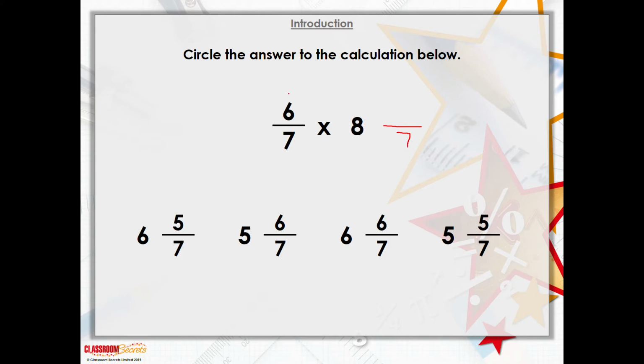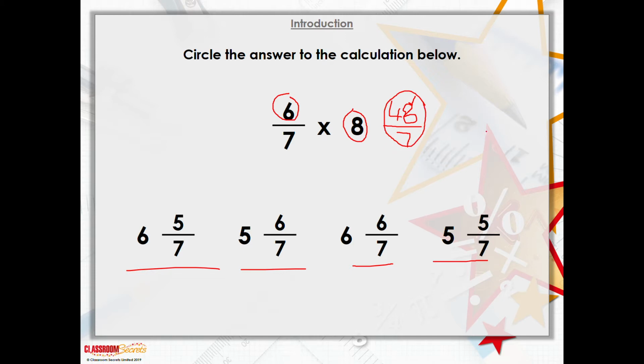And then we need to multiply our numerator by our whole number, and 6 times 8 is 48. However, hopefully you'd already seen there's a bit of an issue. We have mixed numbers down here. So what we need to do is apply previous learning that we've used, and we need to convert this improper fraction into a mixed number.